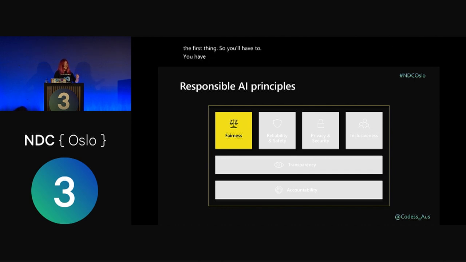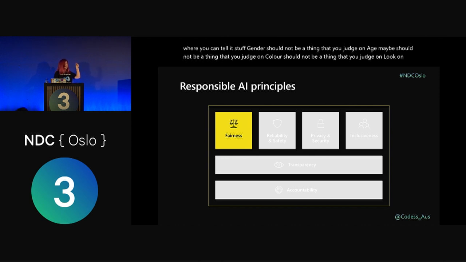So you have to think, you have to judge, and you can also do something called feature tuning, where you can tell it stuff like gender should not be a thing that you judge on. Age maybe should not be a thing that you judge on. Color should not be a thing that you judge on. Look on these other features as your primary decision makers. I am not a trained data scientist, but this stuff is all there in the docs, and it's very interesting, very easy for you to get an idea as to what you should be thinking about and what you should be looking for.